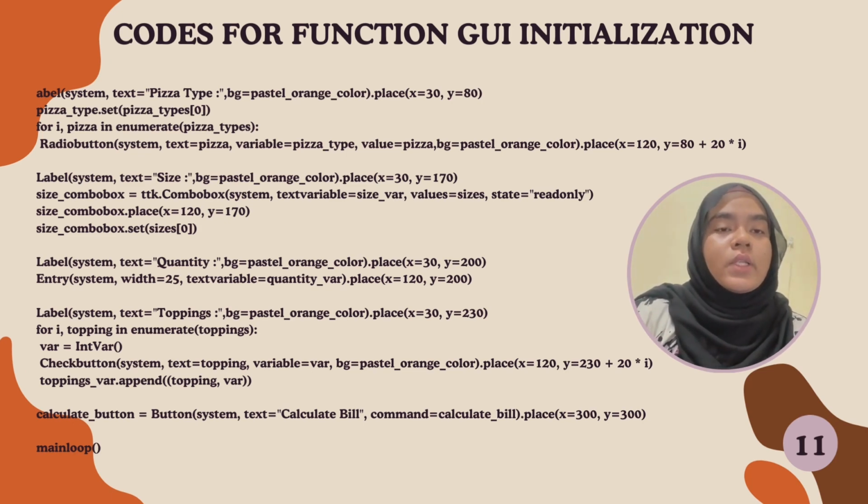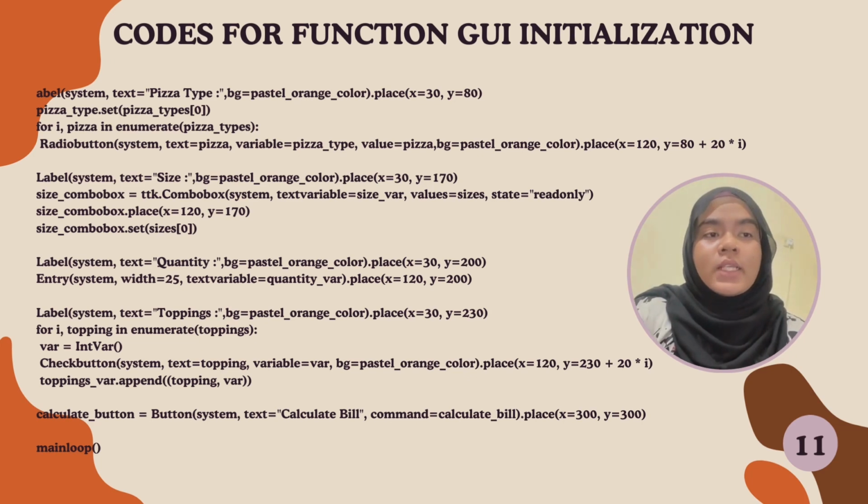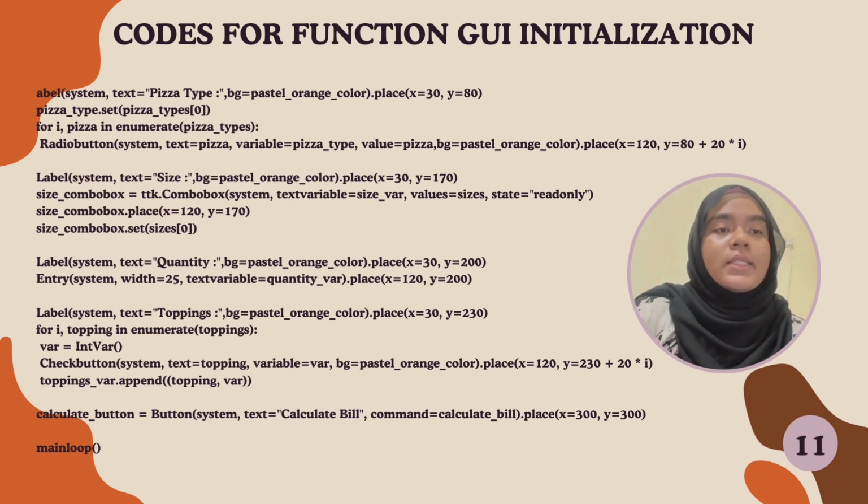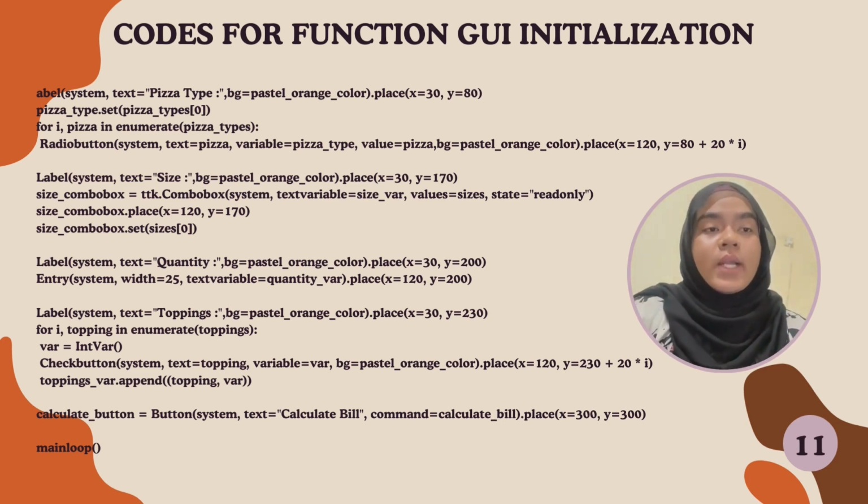So this coding creates a set of radio buttons for each pizza type. The radio button with pizza type variable and the value are set to the corresponding pizza type. So the coordinate is X equal to 120, Y equal to 80 plus 20 times I. I is determining the vertical spacing between the buttons. So next is label system text size BG pastel orange color and place X30 and Y 170. So this creates a label widget with the text size at the coordinate X30 and Y 170.